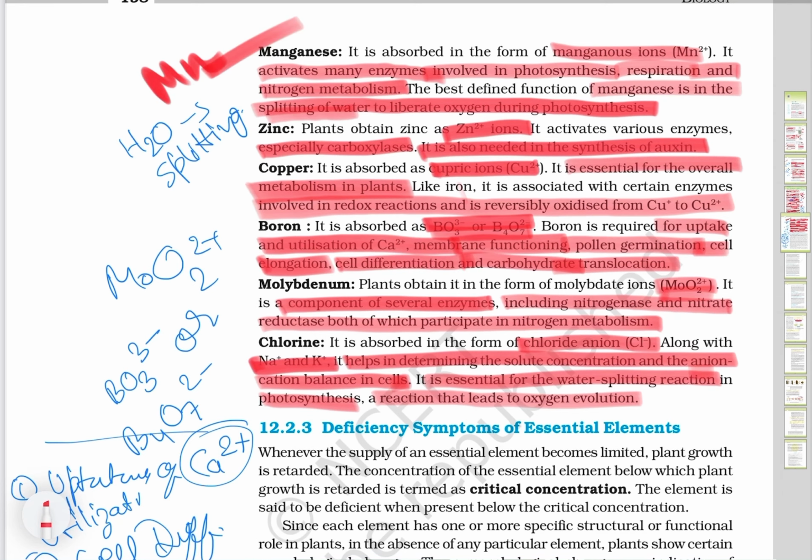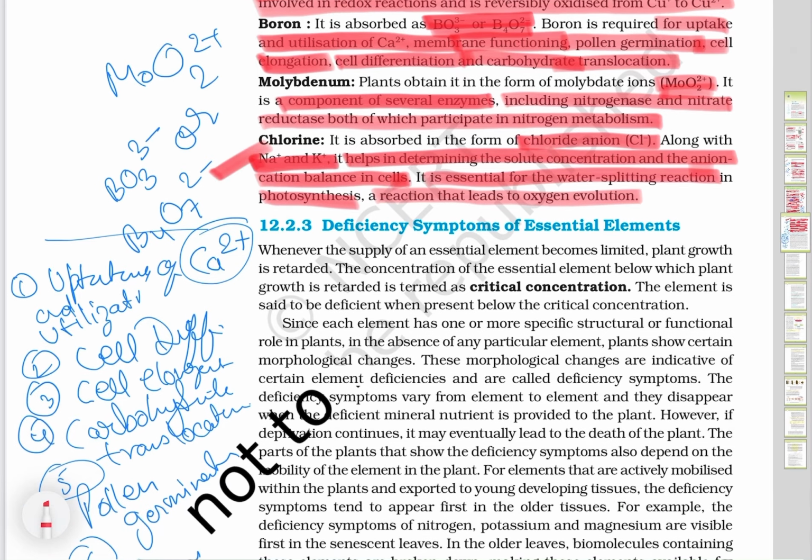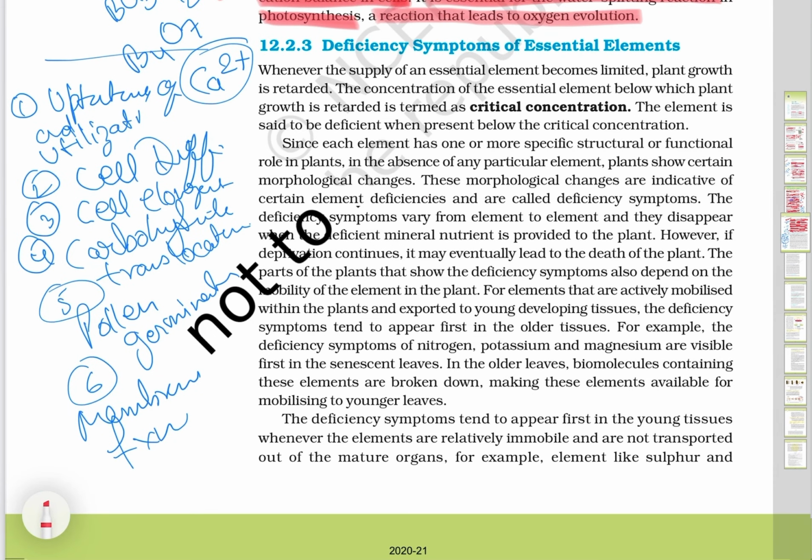Alright, now coming to deficiency symptoms of essential elements. Whenever the supply of essential elements becomes limited, plant growth is retarded. The concentration of essential elements below which plant growth is retarded is termed the critical concentration. When an element is present below the critical concentration, it is called deficient.